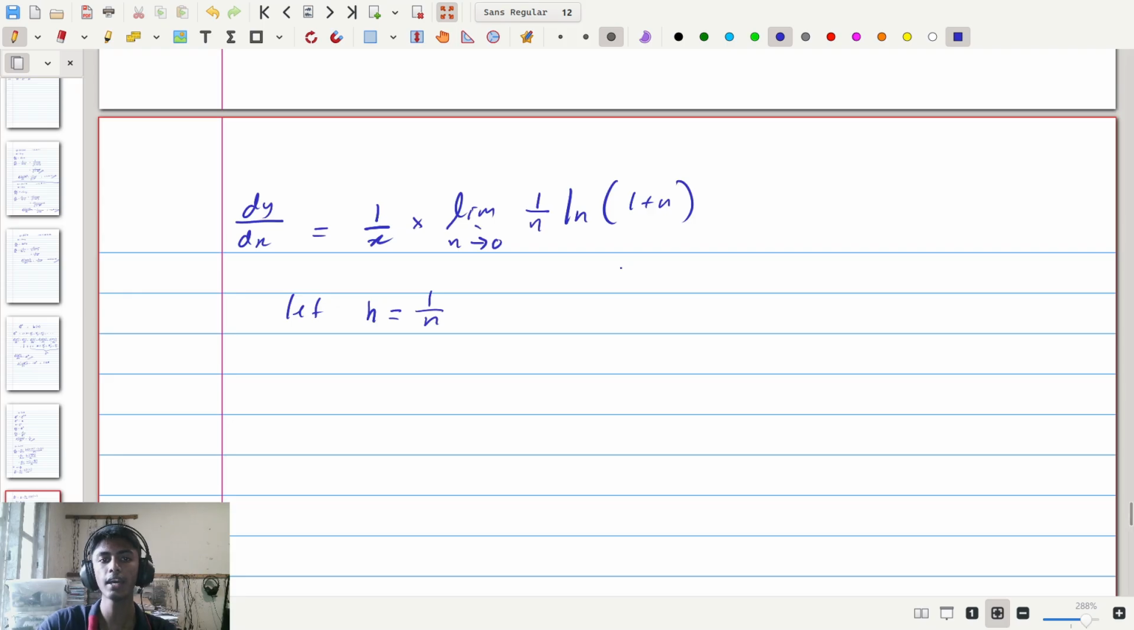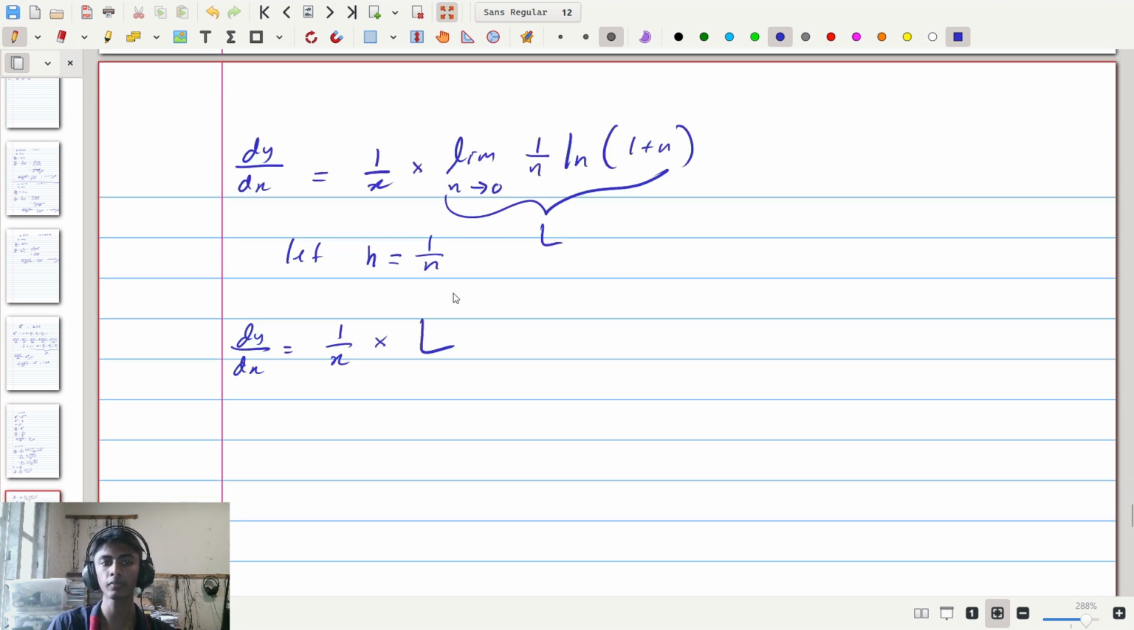So here we can see as n approaches 0 from the positive side, h is going to approach positive infinity, and as n approaches 0 from the negative side, h is going to approach negative infinity. So on both sides we have some infinity, it's one or the other. So then over here we have dy by dx is equal to 1 divided by x times, and here we have two cases, the positive case and negative case. We'll just call this thing L here and solve the positive case and negative case separately. So when we have h equal to 1 divided by n, as we discussed, when n approaches 0 from the positive side, h approaches infinity from the positive side, so it approaches positive infinity.